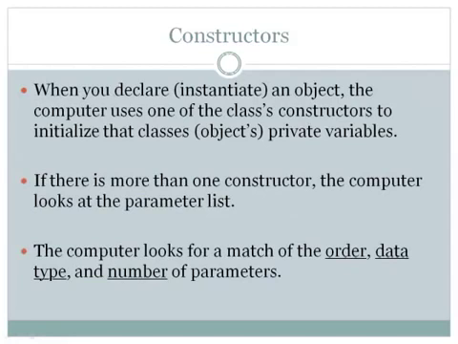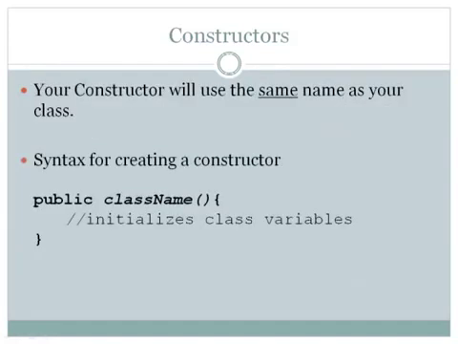Now, when you declare or instantiate or construct an object, the computer uses one of the class's constructors to initialize that object's variables. If there's more than one constructor, again, the compiler will look at the parameter list. It looks for a match in the order, the data type, and the number of parameters. Again, your constructor has to have the same name as your class.